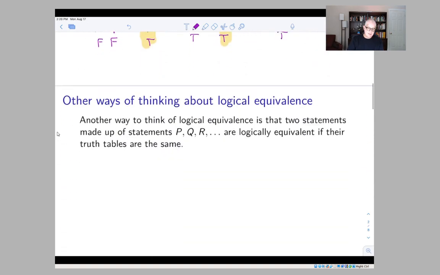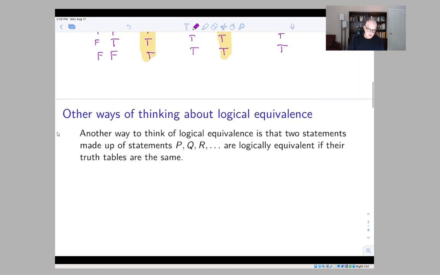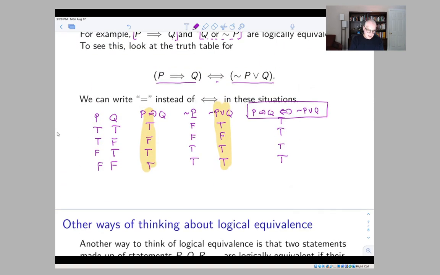In fact, it might be a little bit easier to think about logical equivalence, if you prefer it, using the book's definition. That if you have two statements made up out of other statements, they're logically equivalent if they have exactly the same truth table. So to go back to my example here, P implies Q, or if P then Q, the truth table has an F just in the place where it's TF and it's T otherwise. And the same thing for not P or Q. It's true, true, true, and the only place it has an F is in the same place. So P implies Q and not P or Q have the same truth table.